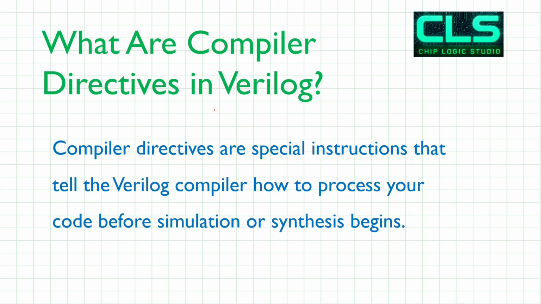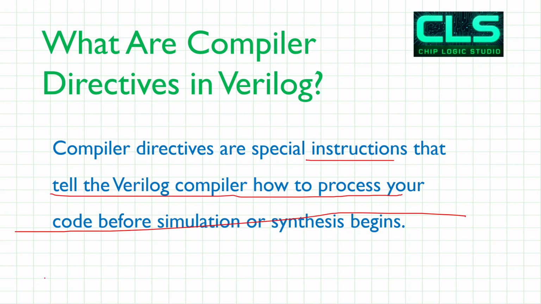So we are giving some additional information about how our code should run, what should run, what should not run, at what time it should run, what the time scale is. We give these instructions with the help of compiler directives. So compiler directives are special instructions that tell the Verilog compiler how to process your code before simulation or synthesis begins. So this is our compiler directive.